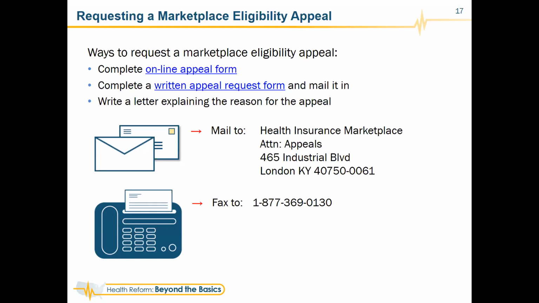If an individual doesn't want to do it online or doesn't have access to a computer or a cell phone to do this, an individual can have a written appeal request form and mail it in. And if consumers can't access that written request form, or they just feel that they'd be better able to talk about their situation in a narrative form instead of by filling out a form, they can just send a letter explaining the reason for the appeal. And again, they can mail that in or they can fax it, and both of them will be received and noted, and the process will begin.